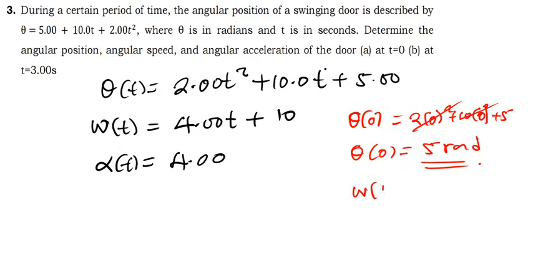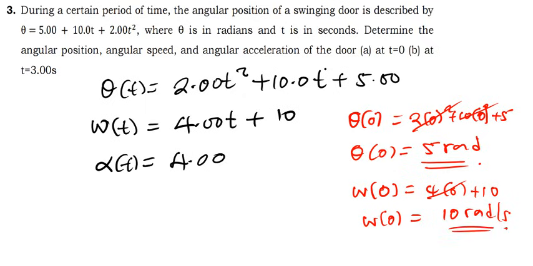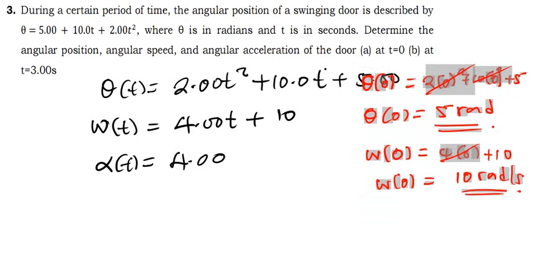Omega when t is equal to 0 is 4 times 0 plus 10. Okay? So what are we going to have? This becomes 0, then it is 10 rad per second. Now let's go back to acceleration.